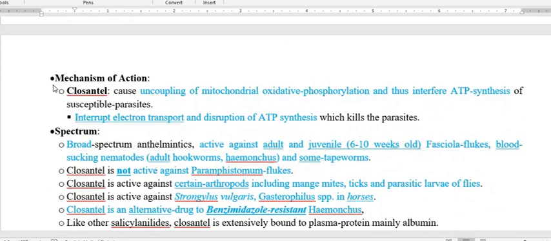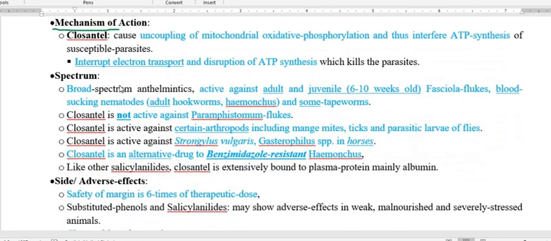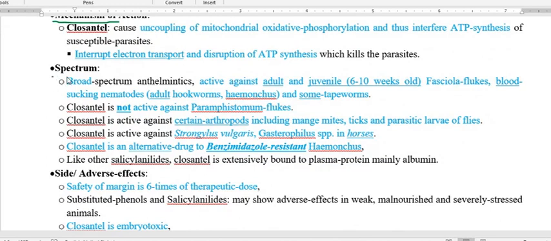Regarding the mechanism of action that we already discussed, now we have to go through its activity. Both clorsulon and rafoxanide are active against the fluke, both adult as well as juvenile. The juvenile fluke age is 6 to 10 weeks old. So adult as well as juvenile parasites or flukes are susceptible.